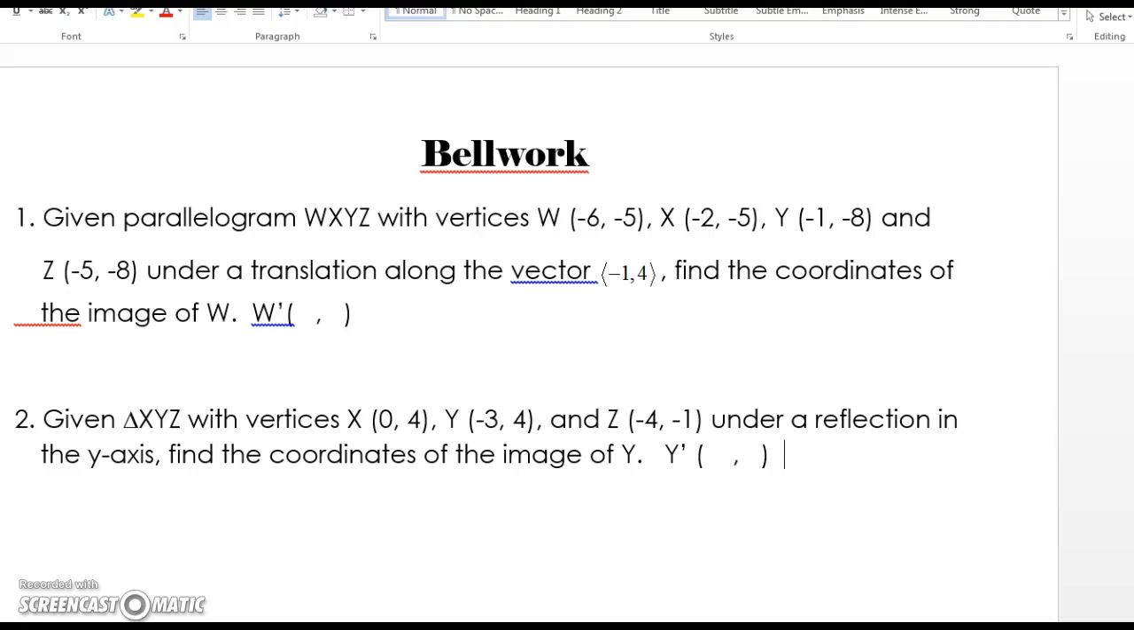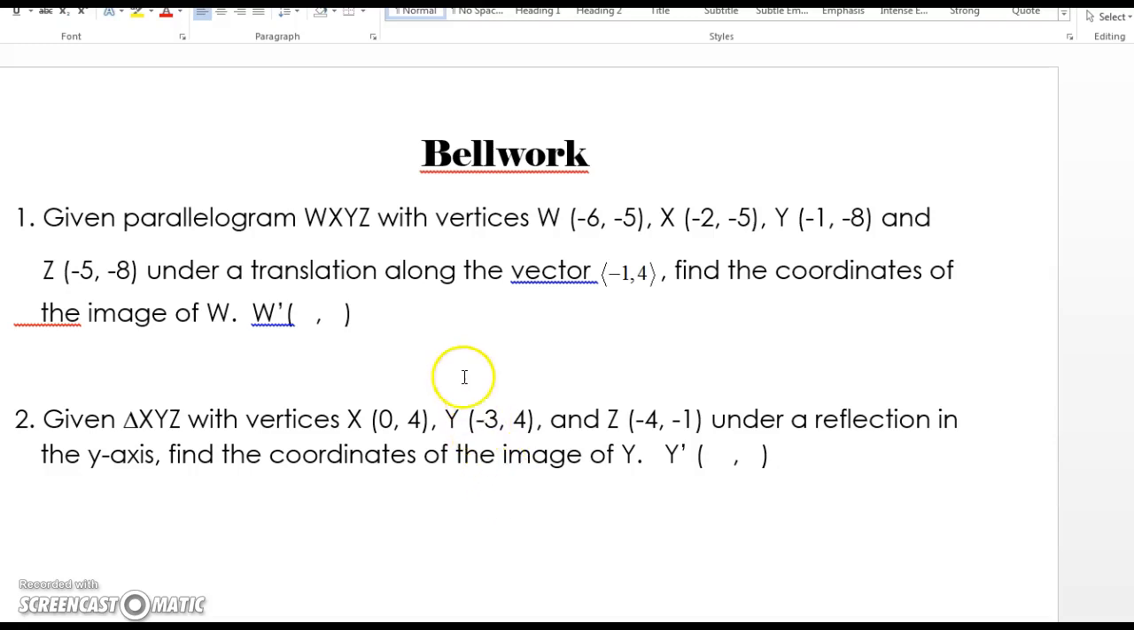So I would like to have the sub please pause the video at this point. You'll have about 3 minutes. Look in your notes if you need to. Look up how to do translations along a vector to your point, and also look up how to do a reflection in the y-axis for your point. So at this point in time, I would like to have the substitute pause for about 3 minutes, and then we'll come back and we'll check your answers.